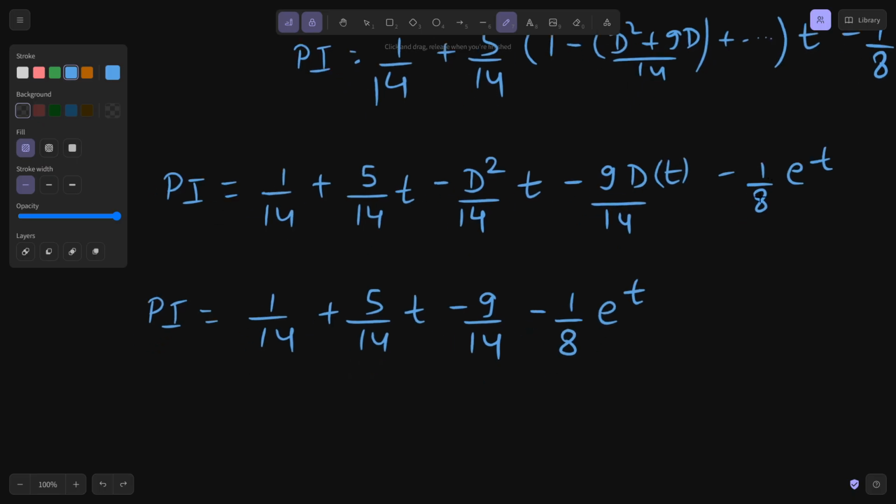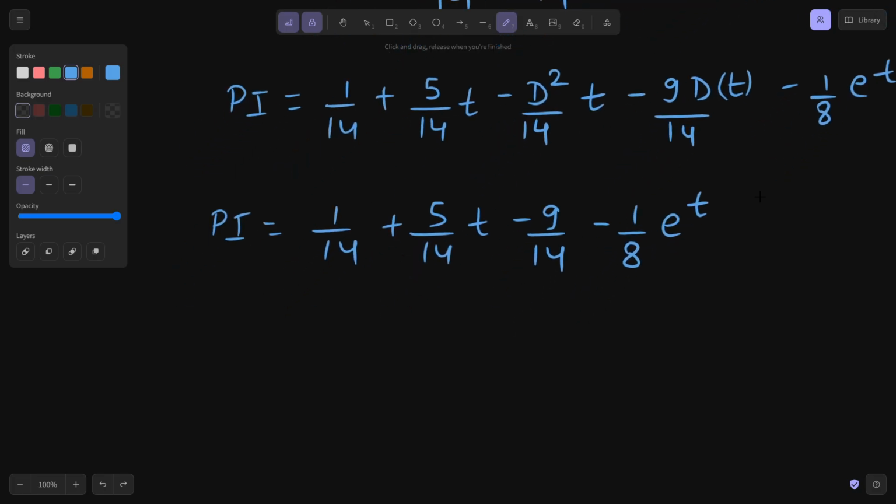Fine. So if I were to collect terms from here, I will get my particular integral as 5 by 14 t, minus 8 by 14, which is minus 4 by 7 as a constant, and minus 1 by 8 e power t.